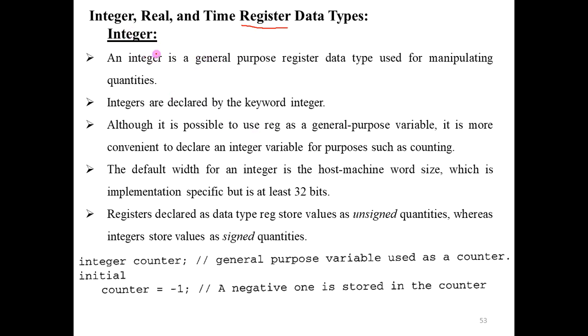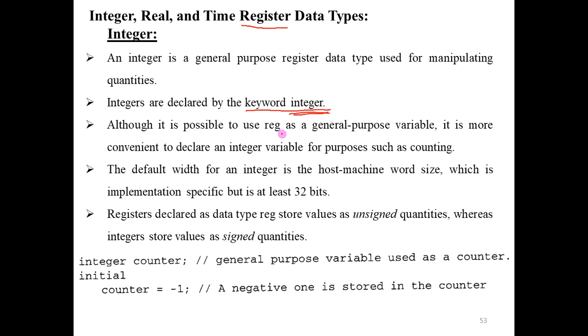First we shall take the integer register. An integer is a general purpose register data type used for manipulating quantities. That's the same as you have learned in your C language. Integers are declared by the keyword integer. Remember, this is a keyword, all in small case.